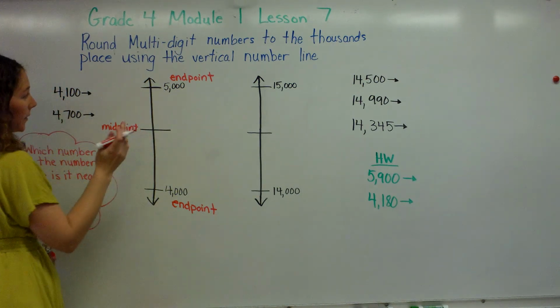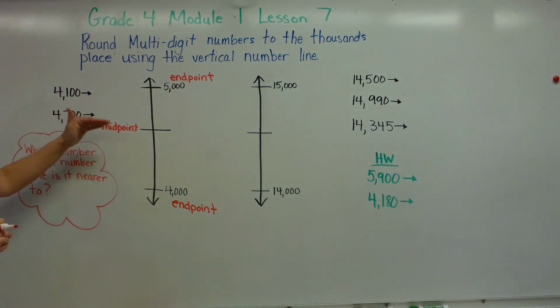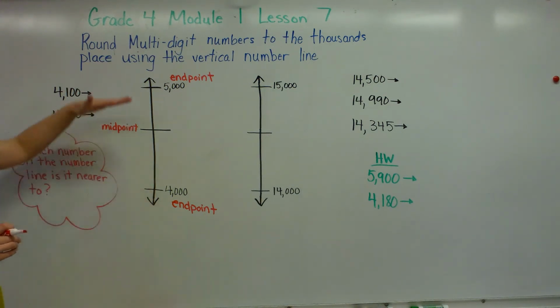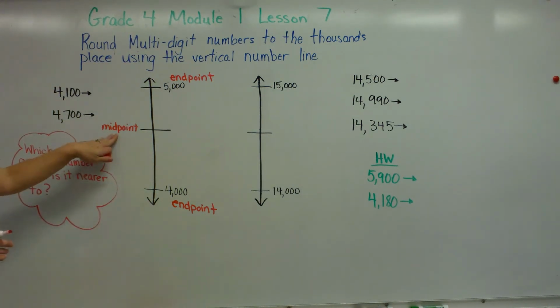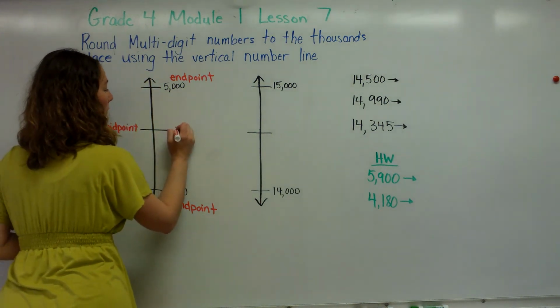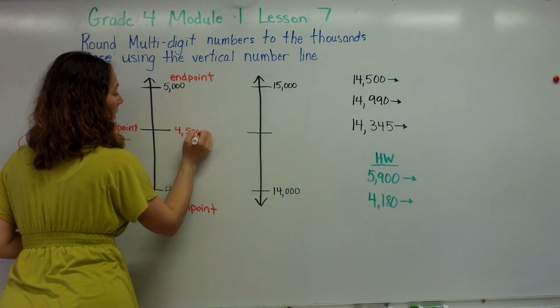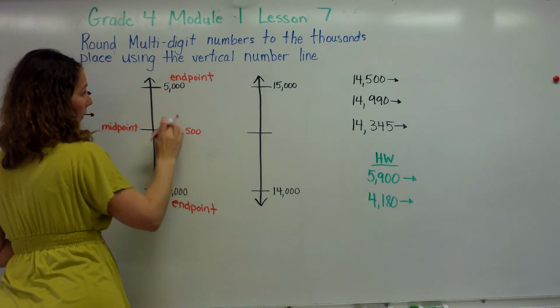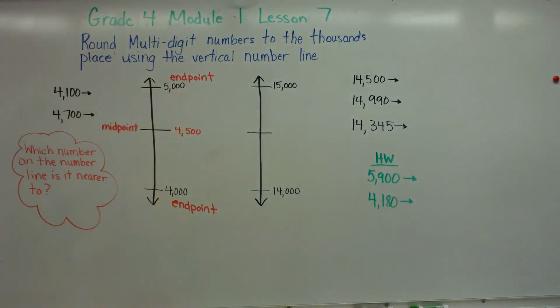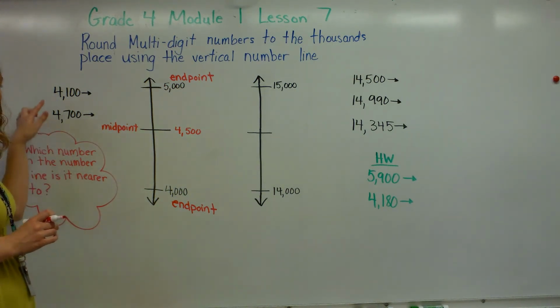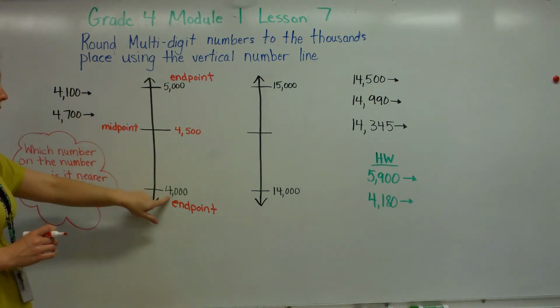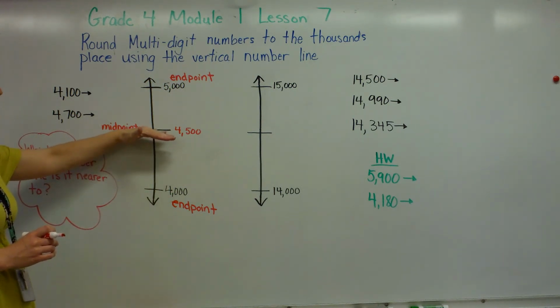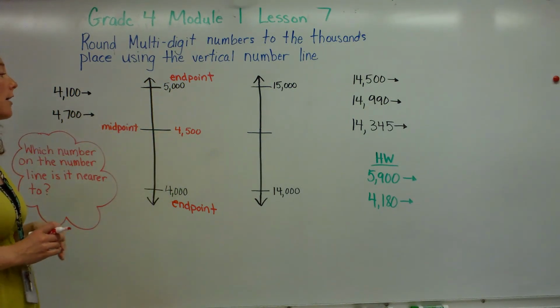A midpoint is helpful because it helps you to see what is halfway between your bottom endpoint and your top endpoint. My midpoint between 4,000 and 5,000 would be 4,500 because 500 is halfway between 1,000. In order to round 4,100, I have to decide where on the number line it would go. I know that 4,100 is greater than 4,000, but it's definitely less than our midpoint, which is 4,500.